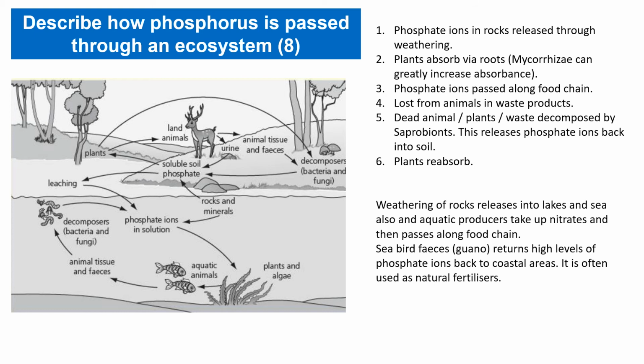Now seabirds obviously eat a lot of sea animals, and you find that the waste, the guano as it's called, which is basically feces of seabirds, has high levels of phosphate in it, and as a result coastal areas often have this, and they'll use it as natural fertilizer.